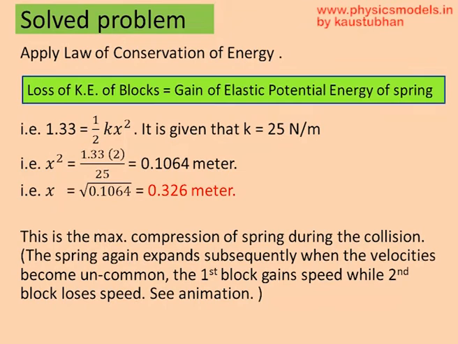The law of conservation of energy tells us that the loss of kinetic energy of the blocks went into the potential energy of the spring. So plug in the equation for the spring, which is half kx squared. So 1.33 joules of energy went entirely into compressing the spring, which is half kx squared. K is known, so we can find out x squared, and therefore we can find out x is 0.326 meters.